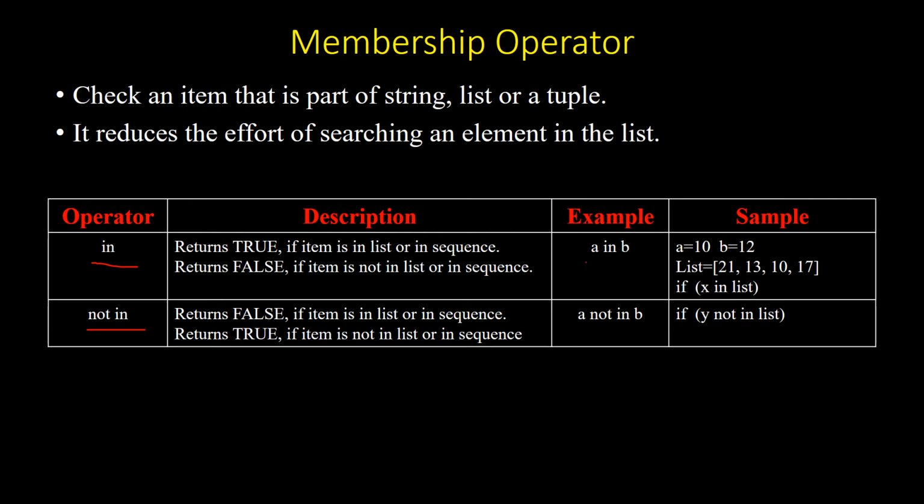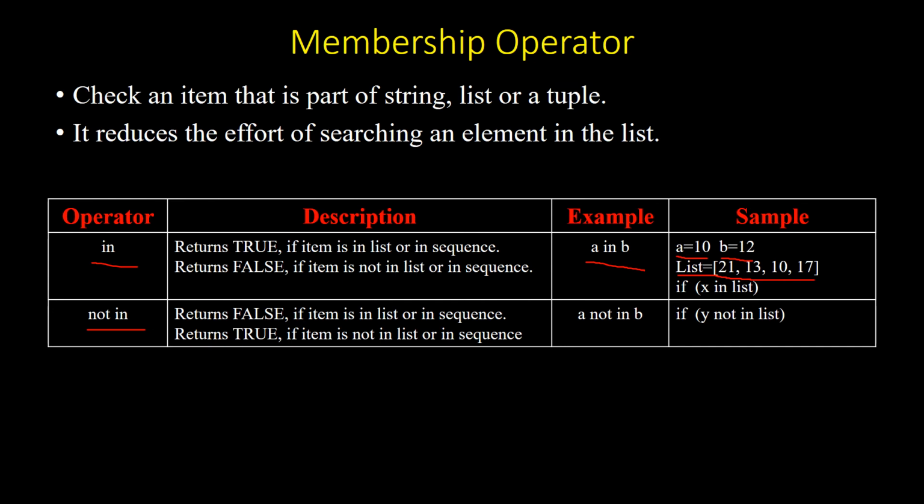Suppose I am giving A in B. Here I have considered a sample. For example, the A value is 10 and the B value is 12, and I have a list with 21, 13, 10 and 17. I am going to check the condition whether X is in the list. Here, consider X as the A value and Y as the B value.